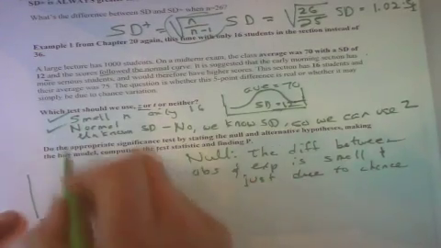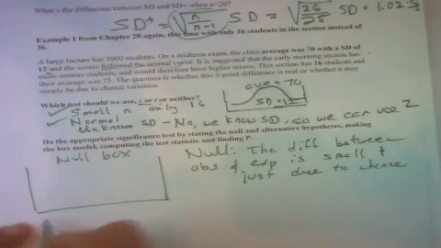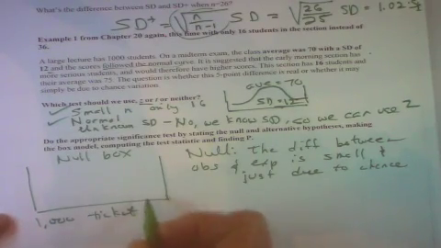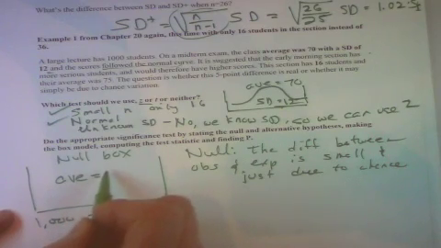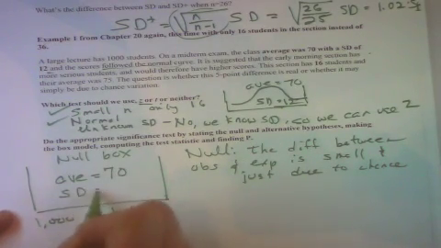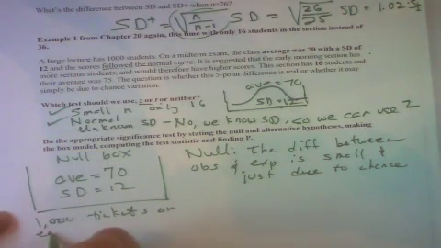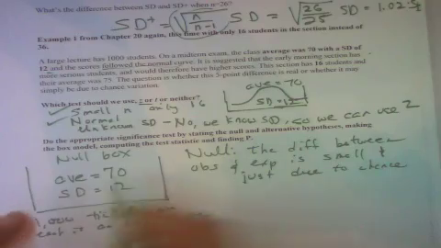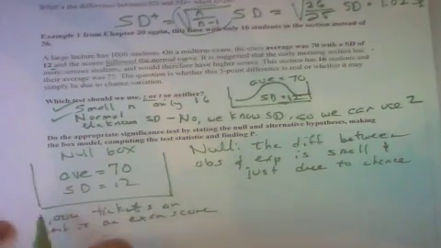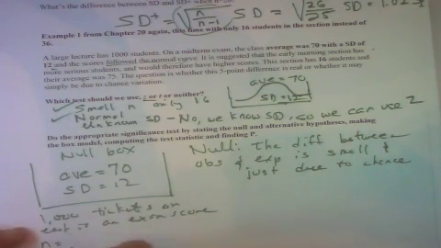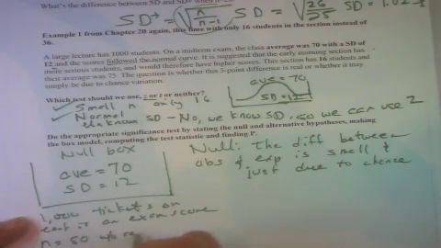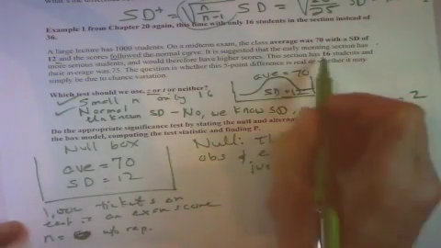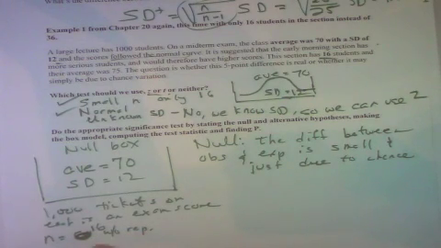So here's our null box. If it was just due to the luck of the draw, what do we mean? Well, we have 1,000 tickets in here. On each is written an exam score, and we know that the average here is 70, and the standard deviation is 12. And then what did we do? We drew a random sample. What is our sample size? 16. We took 16 people.